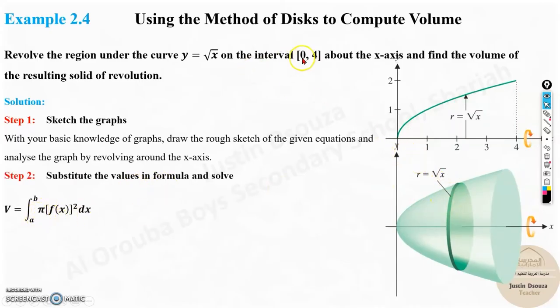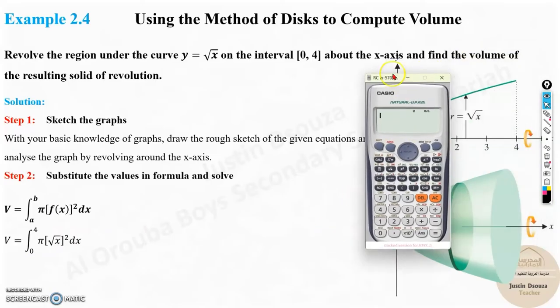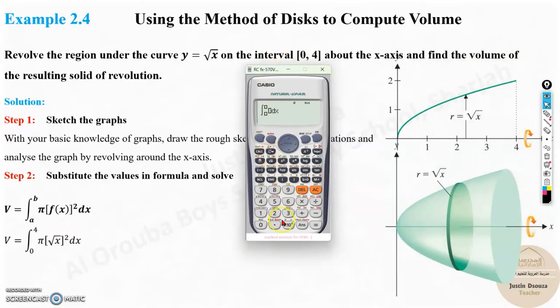But what is the limit? It's given 0 to 4. So a is 0, the smaller value. B is 4, the bigger value. Pi is constant in the formula. F of x means the function, that is root x, the whole square dx. Now, you can solve it using the formula or you can just use the calculator. You can use this symbol, pi, shift and this symbol over here. You'll get pi, multiply it with, you can use the brackets because you're squaring.